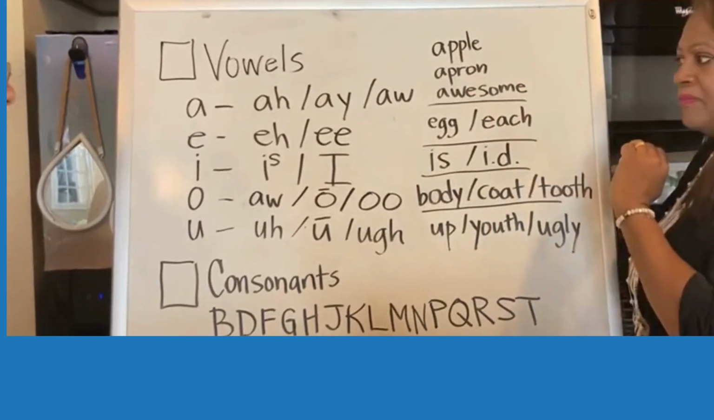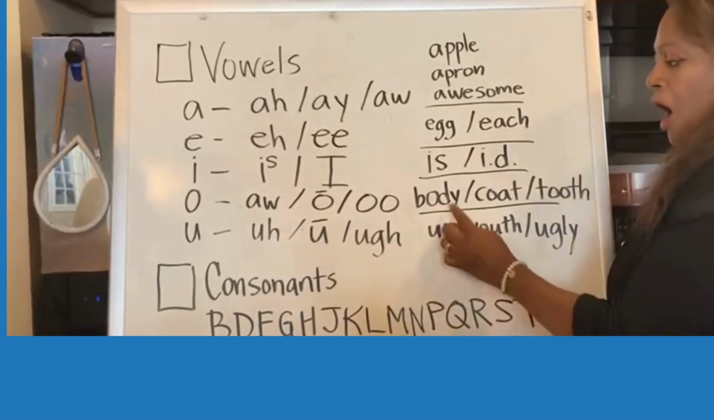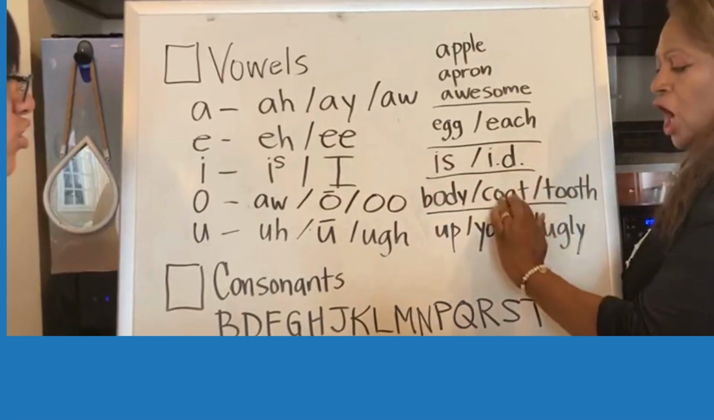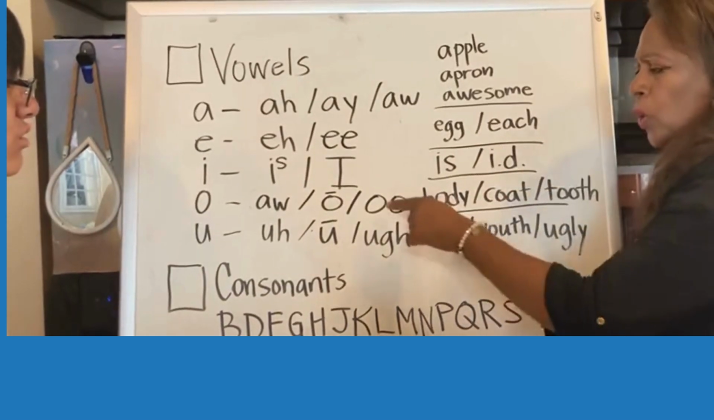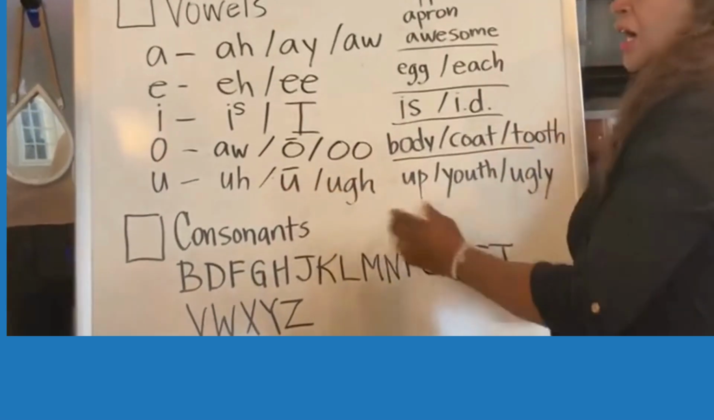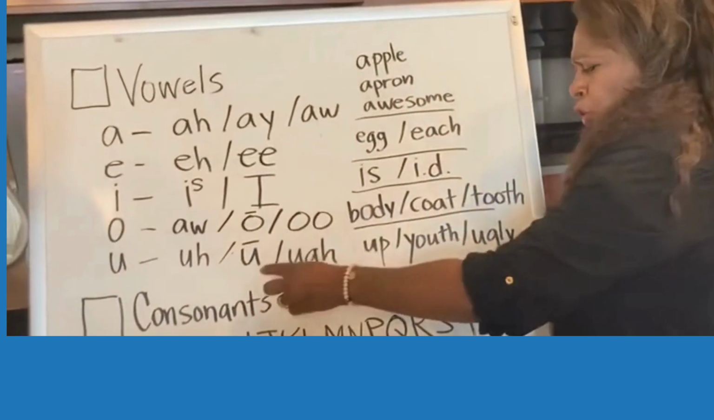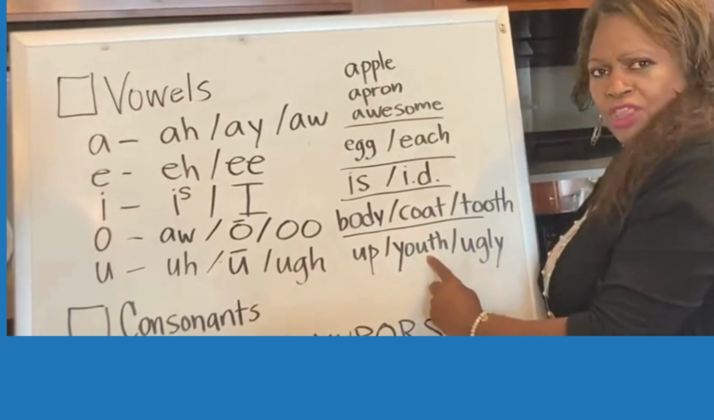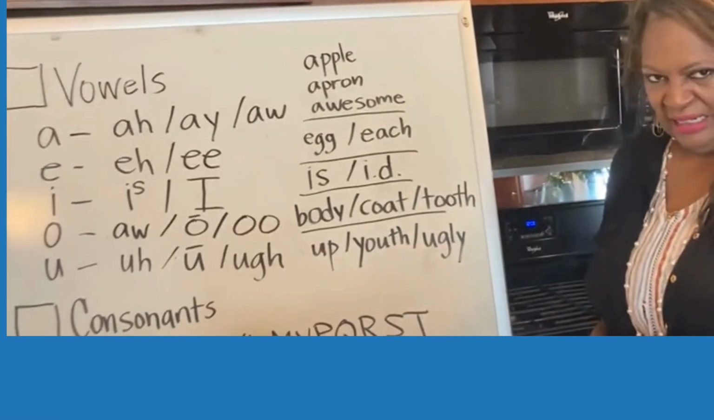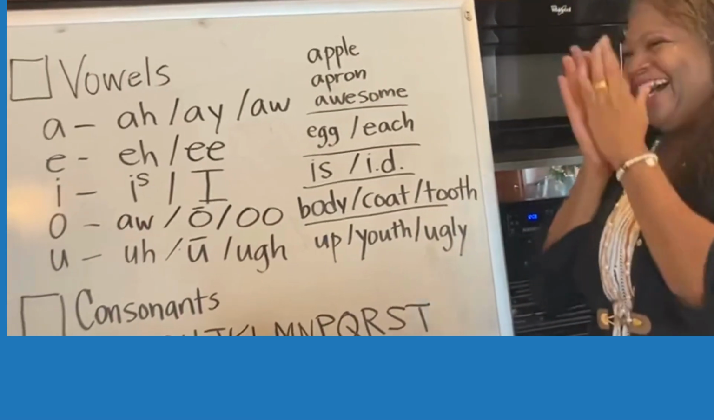I: is, id. O: all, body, cold. Ooh, tooth. U: up, you, youth, ugly.